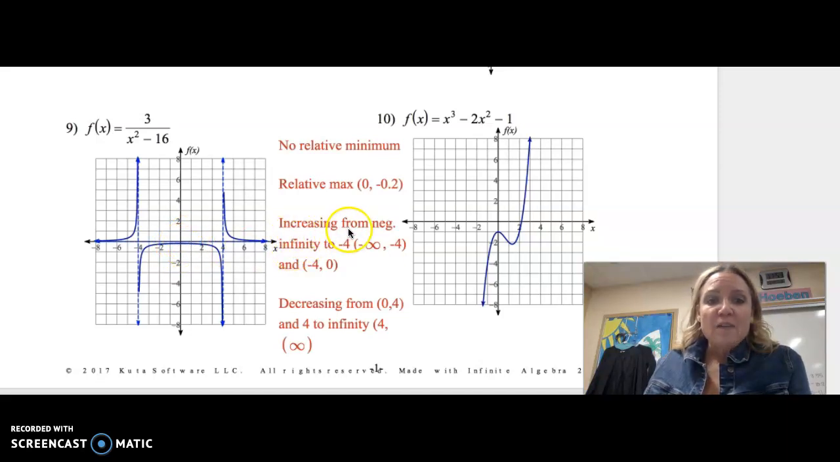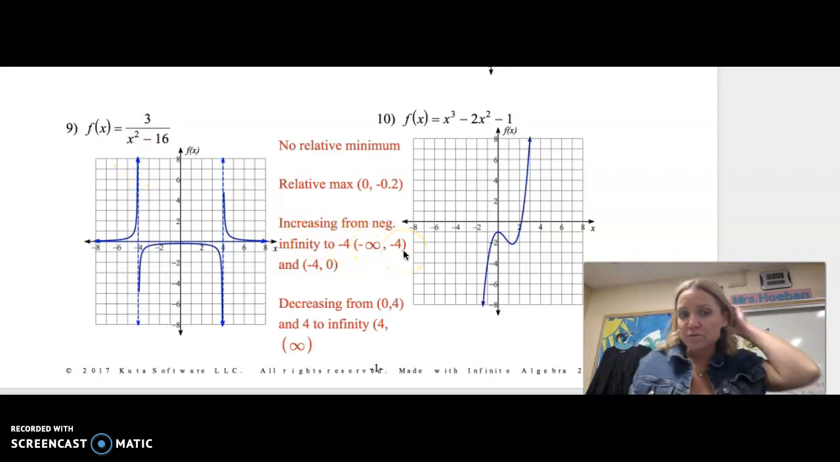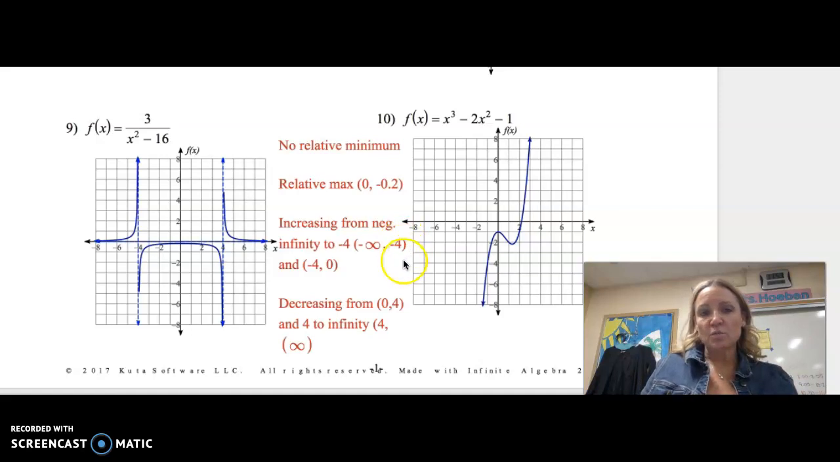Where is this graph increasing? Okay, so from negative infinity way over here, this graph starts increasing right here, going up, up, up, up, up, as it's getting really close to negative 4, but doesn't actually touch negative 4. So that's why it's just a regular parenthesis right here, because it doesn't actually include negative 4.